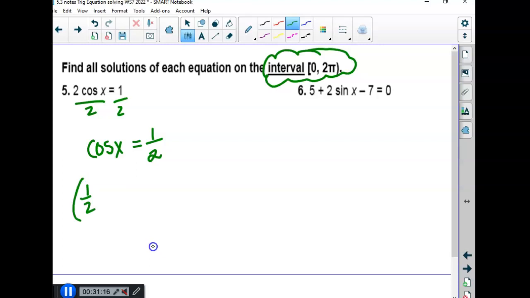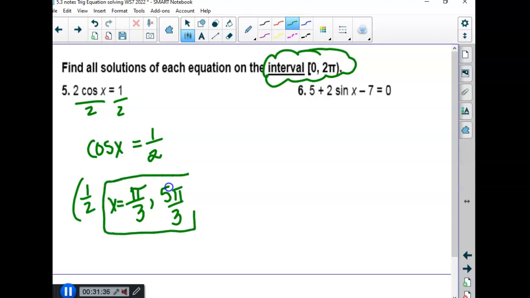Emma, can you tell me a spot where the cosine hits 1/2? 5 pi over 3? Is that what we said? Or pi over 3? Okay, sorry, pi over 3. Can anybody tell me another spot? Is it 5 pi over 3? Is anybody having trouble finding these? Do I need to pull a unit circle up here? You doing okay?